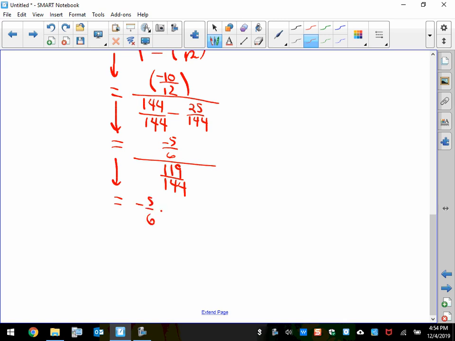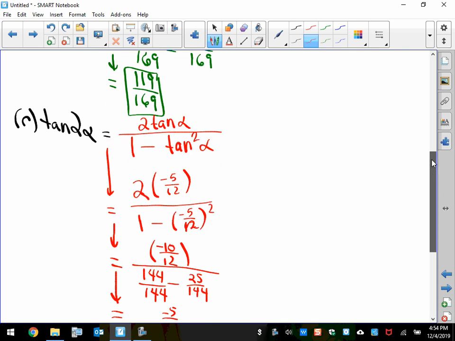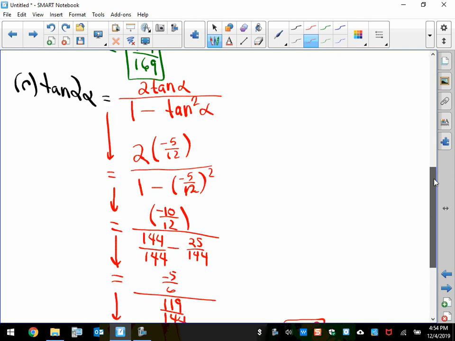So minus 5 over 6 times 144 over 119. 6 goes into 144 24 times, so that's going to be, let's just carry it to the right, negative 5 times 24 over 119. And 25 times 5 is 125, so this is 5 less than 125, so it's 120 over 119. There we go. Good.